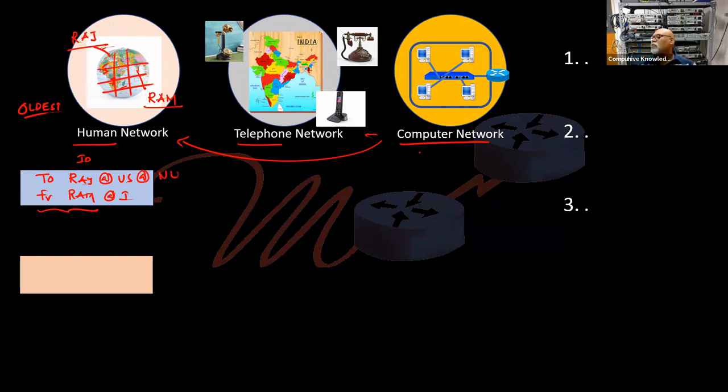Let's say in US, New York State. Where in New York? Let's say Manhattan Borough. Where in Manhattan? Let's say 5th Avenue. Where in 5th Avenue? 44th Main. Where in 44th Main? Some number, 143. So now this entire thing is the location of Raj. Raj is just an identification. That's how we address ourselves, you and me.